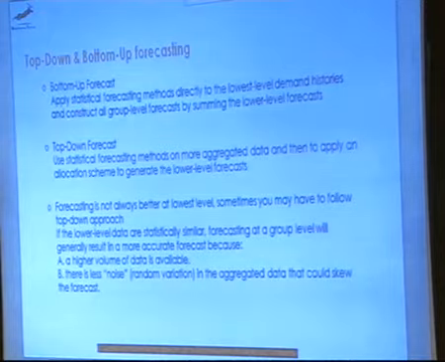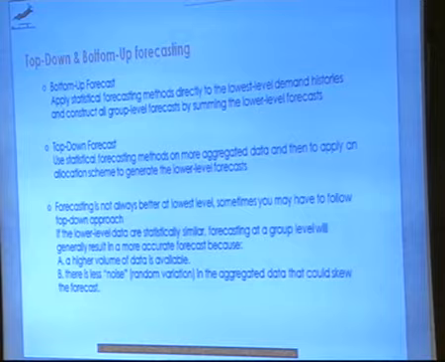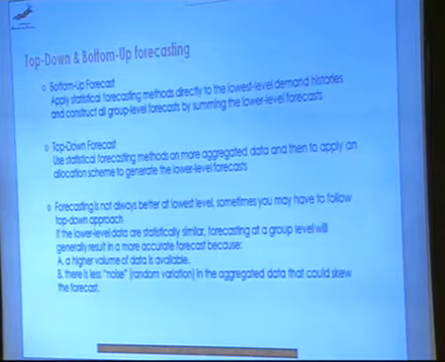Then there are two ways to forecast: top-down forecast and bottom-up forecast. So what is bottom-up forecast? We do the forecast at the lowest level, and then we sum it up at the higher level to come up with a result. And then there is top-down forecast, where we forecast at the higher level, and then we disaggregate it using proportions, and come up with a result at the lower level.